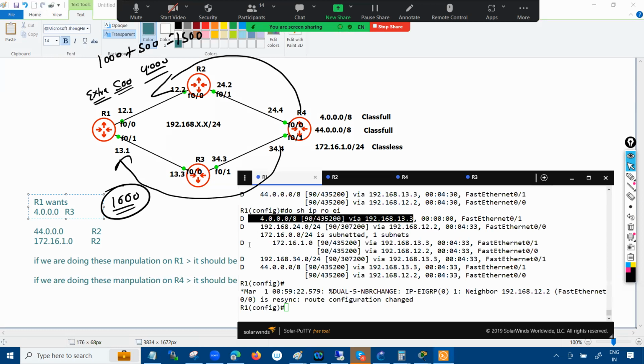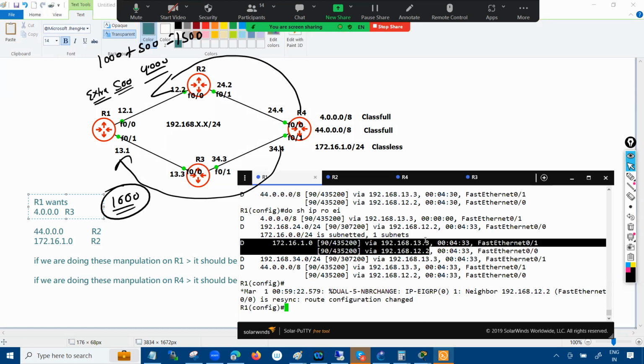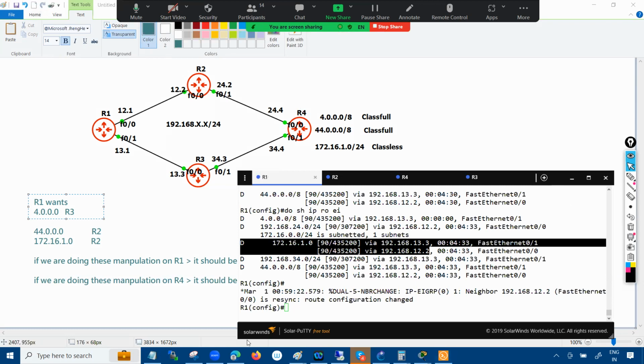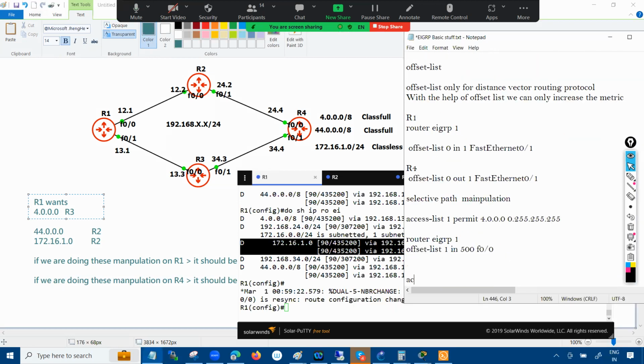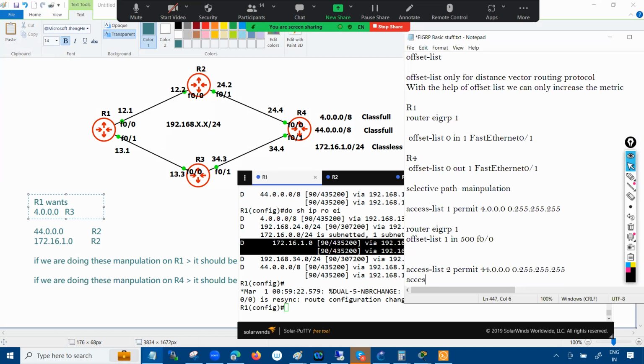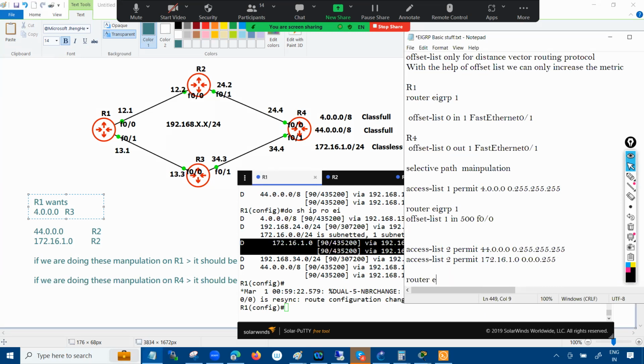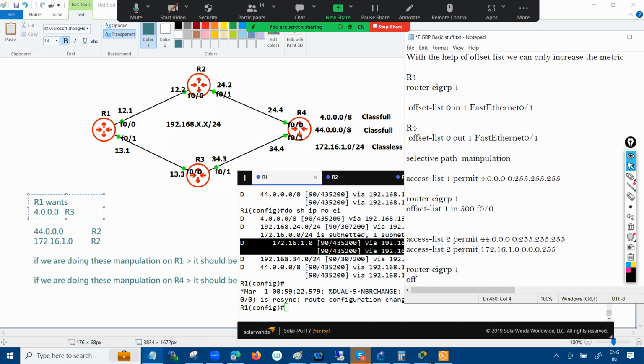For the remaining 2.1, what is it doing? Default behavior, man, ECMP. So if you want a certain kind of condition, you can also do that. But I want this should go by the 12.2. So for this guy, what you can do? Access list to commit. Which one? All done. EIGRP 1 offset list. What I want, man.